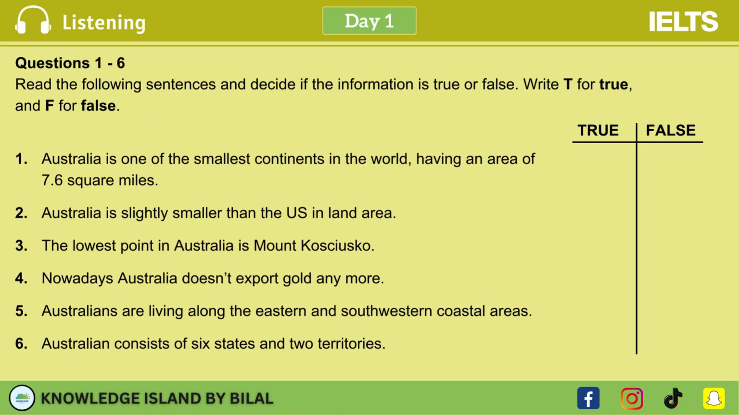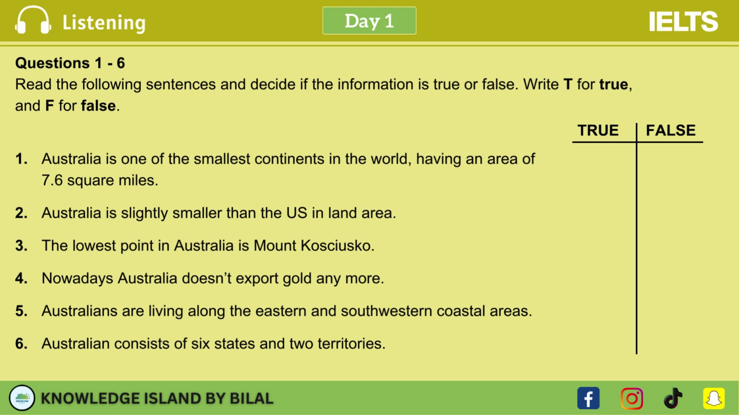Day 1. Test yourself. You are going to hear some facts and figures about Australia. First, you have some time to read questions 1 through 10. Now, listen carefully and answer questions 1 through 10.